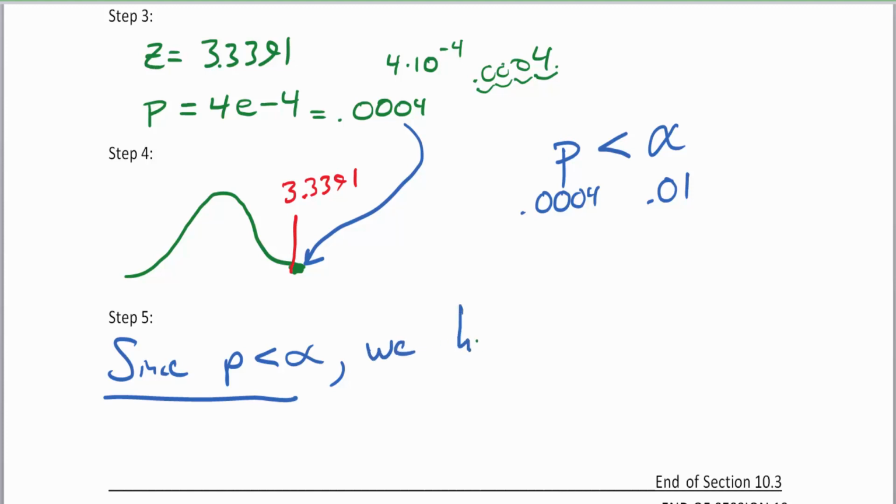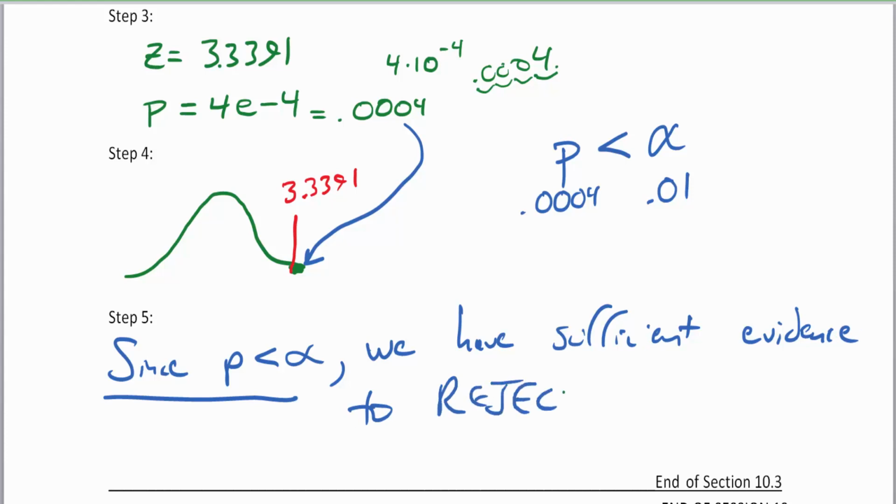We have sufficient evidence to reject the null hypothesis. Yep, we have sufficient evidence. Should probably just highlight the we part of this here. We reject the null hypothesis.